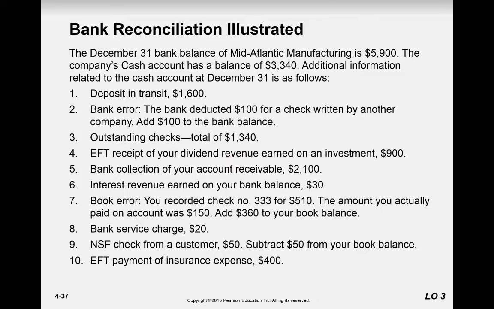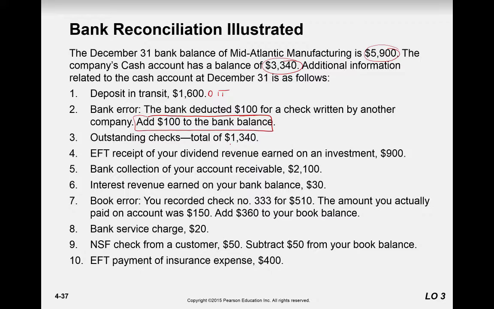So let's go through this bank reconciliation for Mid-Atlantic Bank. So we saw our bank statement had $5,900, and now we know that our book balance is $3,340, and here's a bunch of additional information. So we have deposits in transit of $1,600, and then we have that the bank deducted $100 for a check written by another company. So we have to add, it tells us right here what we have to do, add $100 to our bank balance because they deducted it, but it wasn't related to us.